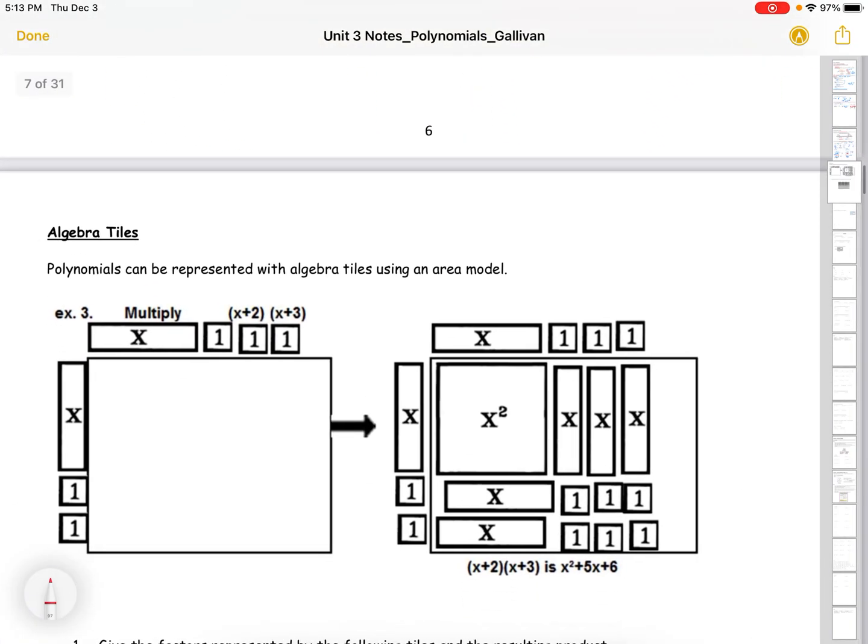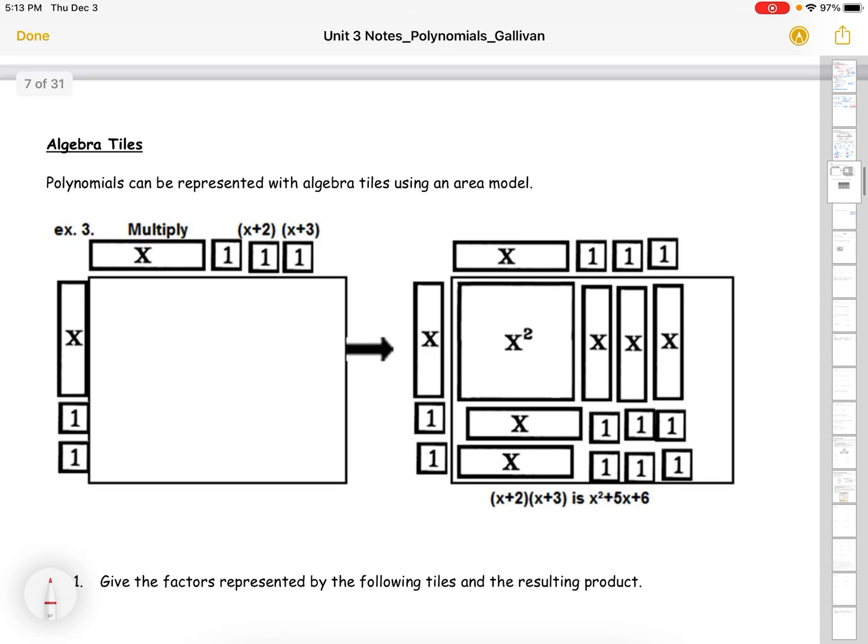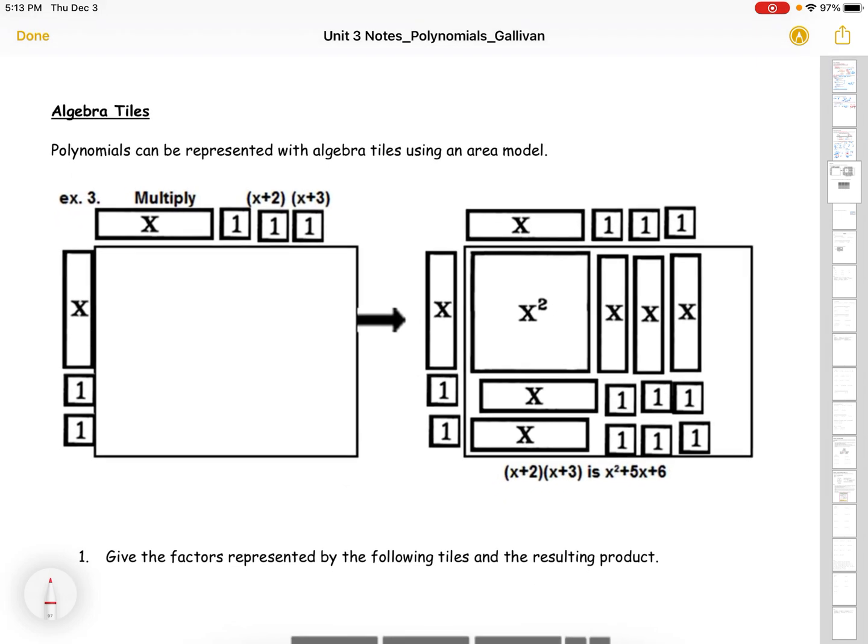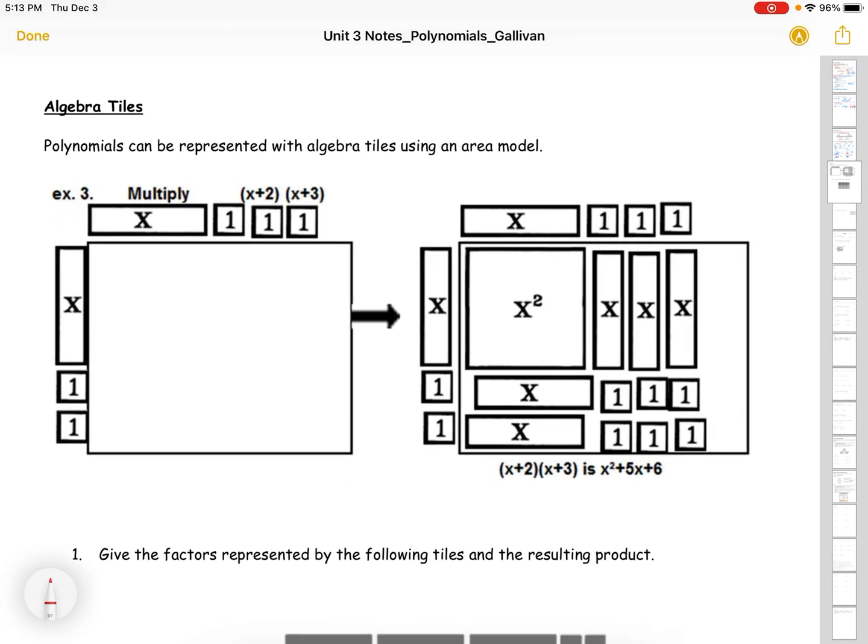Okay. Now, I'll talk a little bit about algebra tiles. This is another way to deal with multiplication, and I'm going to show you a system online that you can use called Mathies, and it will help you with algebra tiles. It's an area model, so it helps kind of outline exactly what we have.